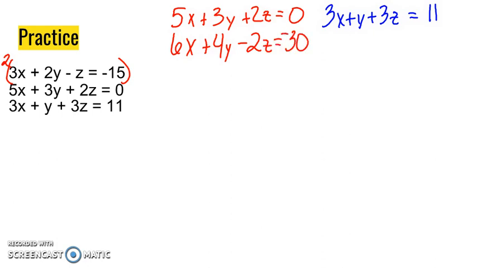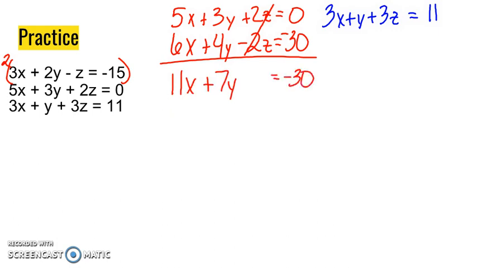Okay? And you guys can see I've set this up now so that when I add these together, I've eliminated my z's. 2z and negative 2z would cancel. I'm left with 11x plus 7y equals negative 30. So I eliminated my z's with my first two equations.